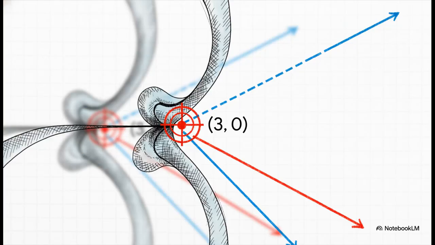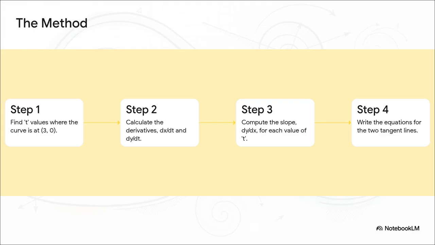Okay, our first target is that self-intersection point. We know what happens at the coordinates (3, 0). The challenge is to prove, mathematically, that the curve has not one, but two totally distinct tangent lines at this single point. So here's our game plan. We're going to tackle this step by step. First, we'll find the two different times, the t values, that the curve actually arrives at the point (3, 0). Then we'll calculate our speeds, dx/dt and dy/dt. With those, we can compute the slope for each of those times. And finally, write out the equations for our two tangent lines. Let's do it.